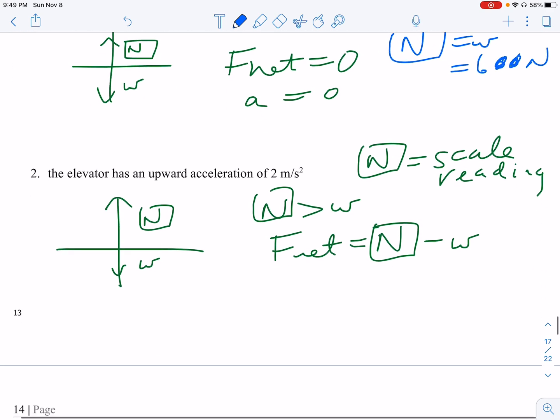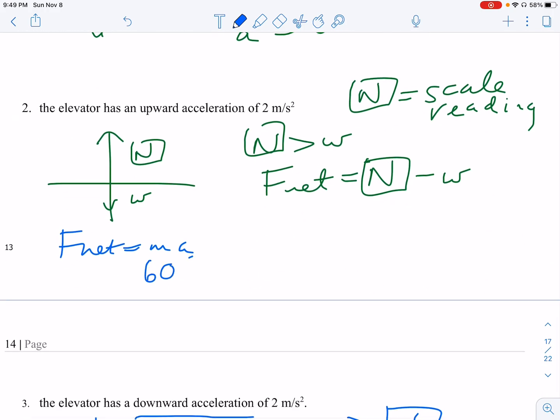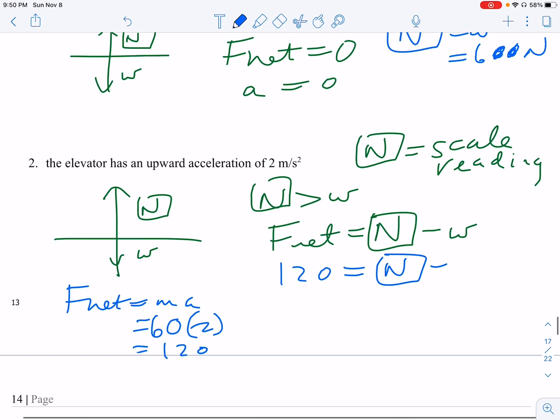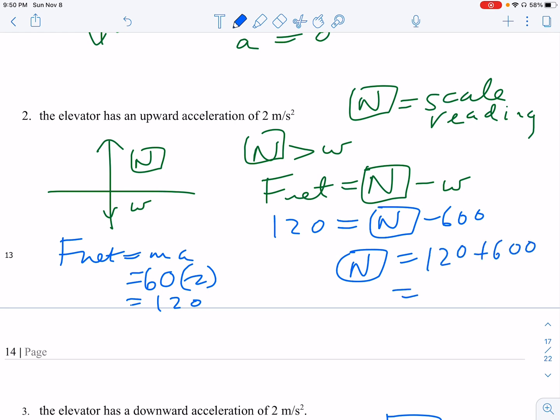Okay, so let's do this one. Acceleration is 2 meters per second squared, so F net is ma. Your mass is 60. 60 times 2 is the net force, 120. Okay, so F net, 120, is equal to normal force minus the weight. The weight is 600. So N is equal to 120 plus 600 equals 720 newtons, much bigger than your weight.